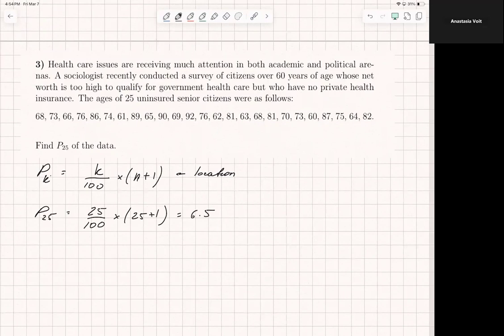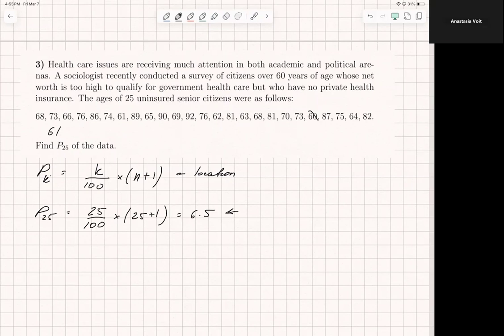All right, so the position of our 25th percentile is between the 6th and 7th value. It's somewhere in the middle. So we first find what that value is. Let's put the values in order now. The first one would be 61. We will probably need only up to 6 and 7, and the rest we don't really need.